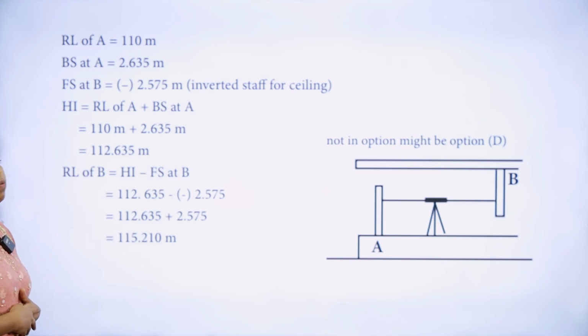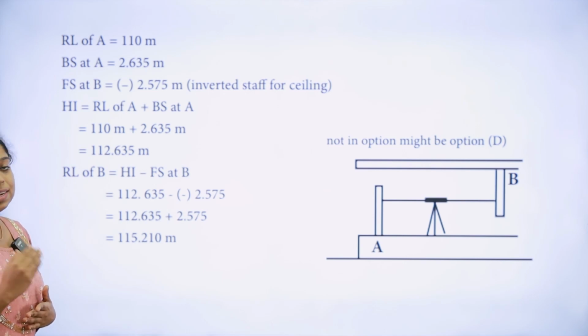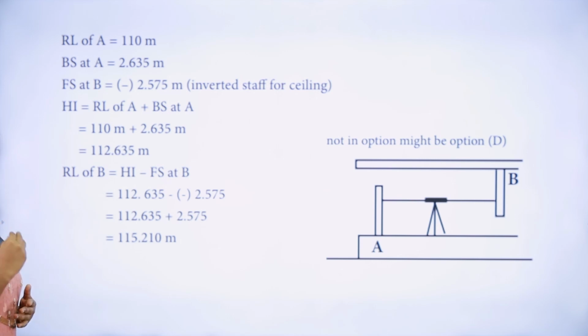So, reduced level of A is equal to 110 meter. The backsight at A is given as 2.635 meter and foresight at B is equal to minus 2.575 meter because it is the inverted staff reading. That's why we provided the minus sign. We know that height of the instrument is equal to the reduced level of A plus backsight at A. So, which is equal to 110 meter plus 2.635 meter which is equal to 112.635 meter. So, from that we will be able to find out the reduced level of B.